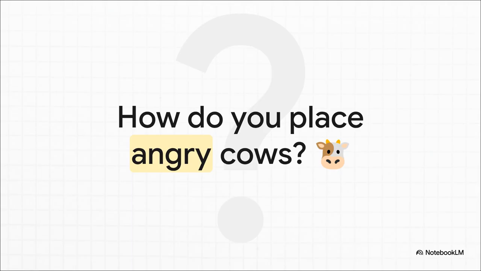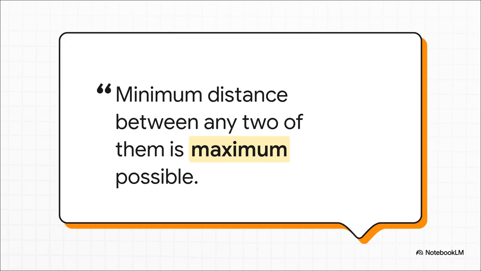So picture this. You've got a line of stalls, kind of like spots on a number line, and you have a certain number of cows you need to place in them. The only problem, these cows do not get along. They're aggressive. Your job is basically to play peacekeeper and place them as far apart from each other as you possibly can. This right here, this is the heart of the puzzle.